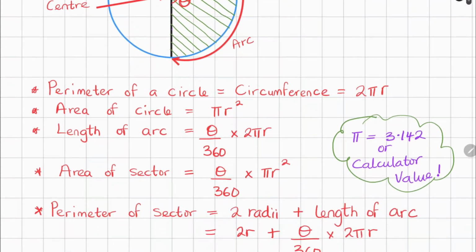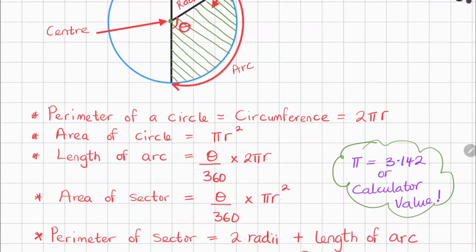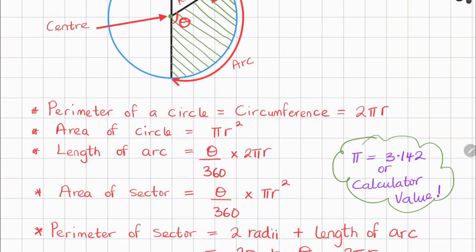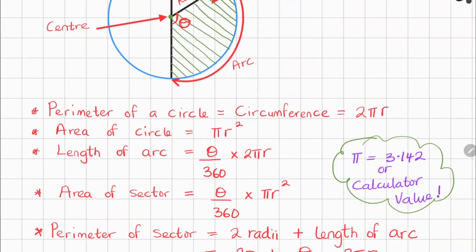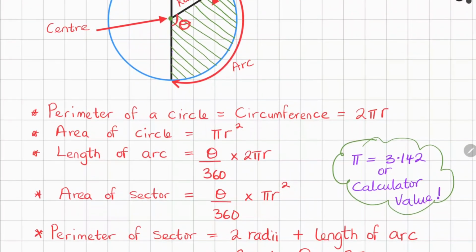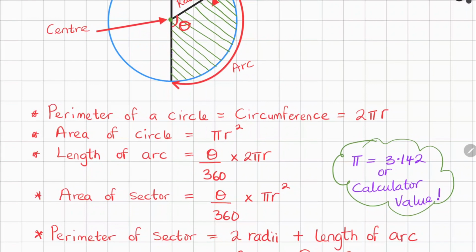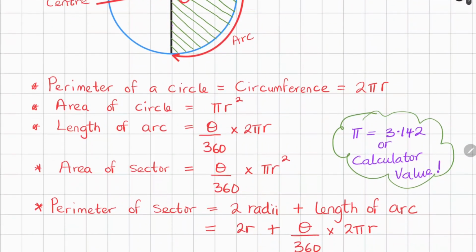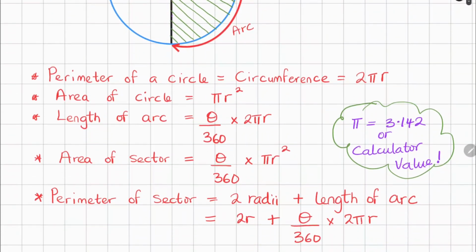In certain questions, you could be asked for the perimeter of the sector. Remember, we said it is created by two radii and an arc. So all you need to do is to add up the entire three lengths there. That is the two radii and the length of arc. So your formula will be 2r plus theta over 360 times 2 pi r.